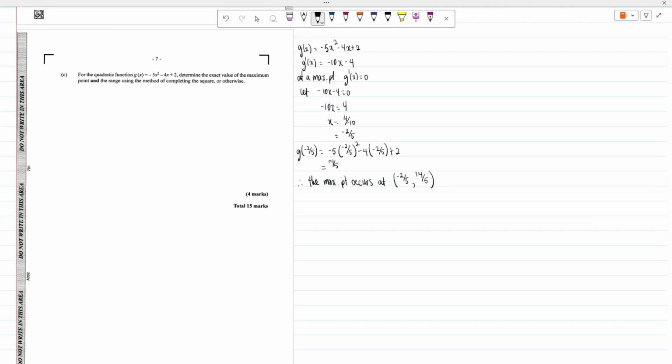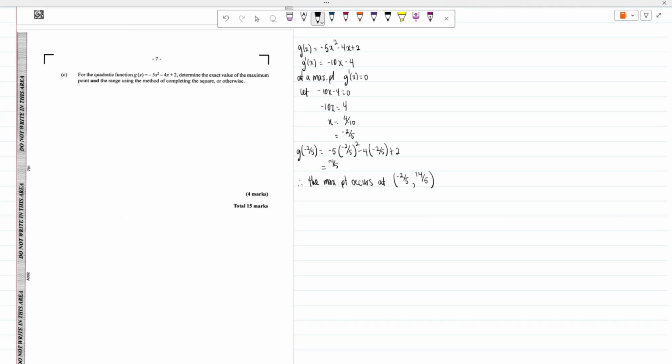All right, now, you see how the question wrote up itself? Determine the exact value of the maximum point and the range using the method of completing the square. So we could have used completing the square if we wanted to, but the fact that they say "or otherwise," we could have gone ahead and differentiated. Are you cool with that? If they didn't say "or otherwise," I would have no choice but to use completing the square. All right?